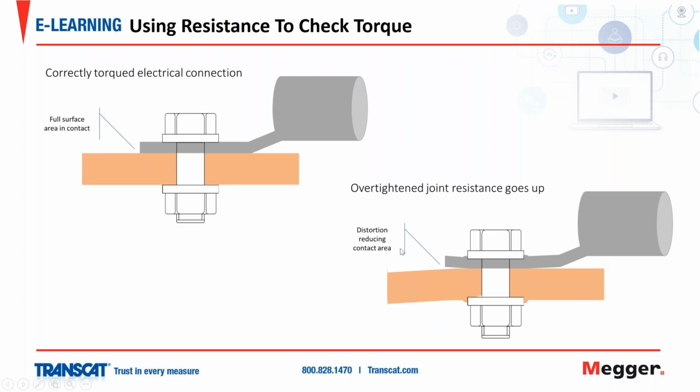So we can use DLRO testing also to check torque. Here we have a graphic of a correctly torqued electrical connection. We have full surface area contact. And down here, we're looking at one that's been over tightened. And this is actually a really common issue. You know, the technician, the mechanic comes in and he thinks he's doing a good thing by tightening the connection as much as possible. But this can actually cause a distortion, and that reduces the contact area, as you see here. And that's going to increase the resistance, of course, and that's going to lead to overheating and eventually a complete failure of that connection.